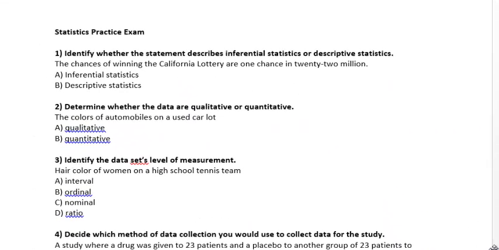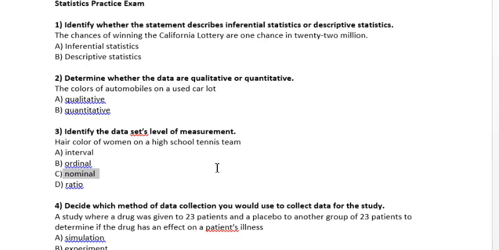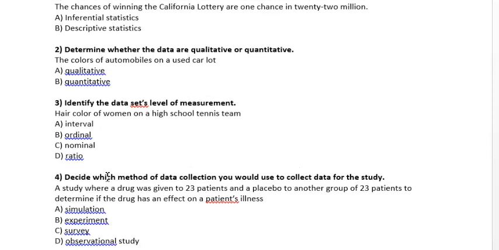So getting back to our example, number 3, identify the level of measurement: hair color on a women's high school tennis team. Now here there are no numbers being established at all. So it's not ordinal, interval, or ratio. The only one that makes sense is nominal, because nominal is just a description, like a name. A color is like a name. It doesn't depend on any particular number.